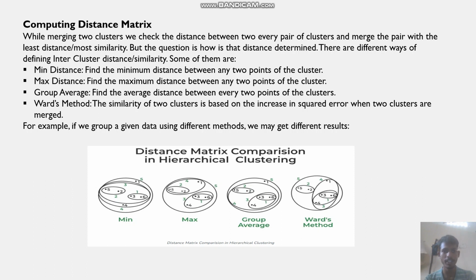Ward's method: the similarity of two clusters is based on the increase in squared error when two clusters are merged. For example, if we group the given data using different methods, we may get different results. Distance matrix comparison in hierarchical clustering: minimum distance, next maximum distance, group average, and Ward's method.